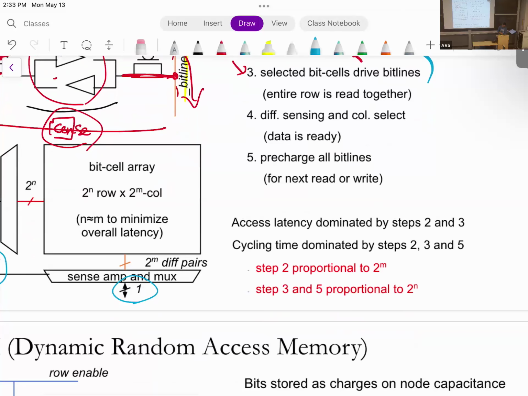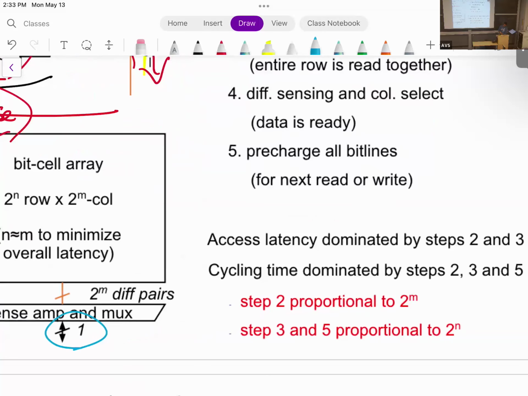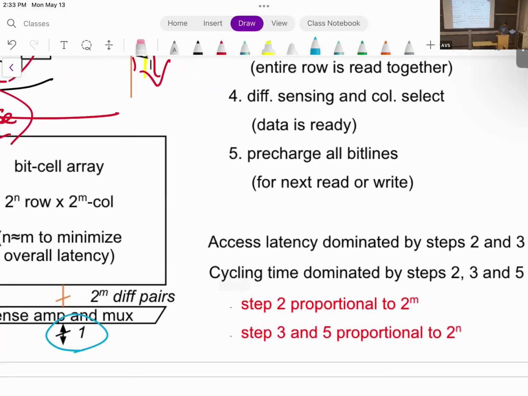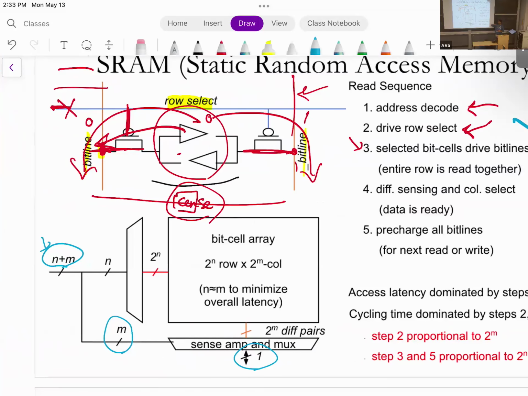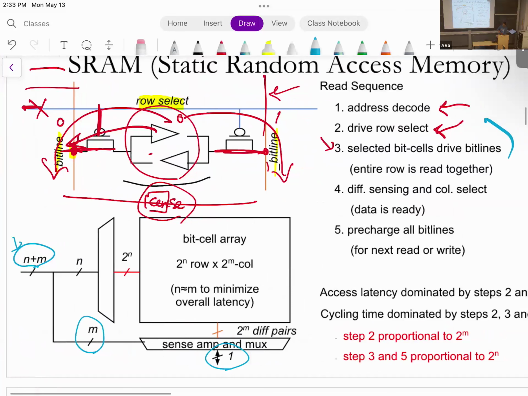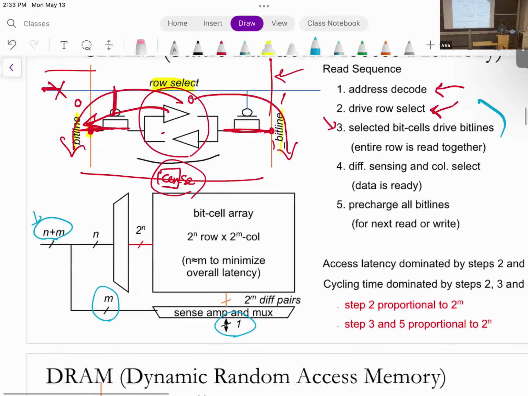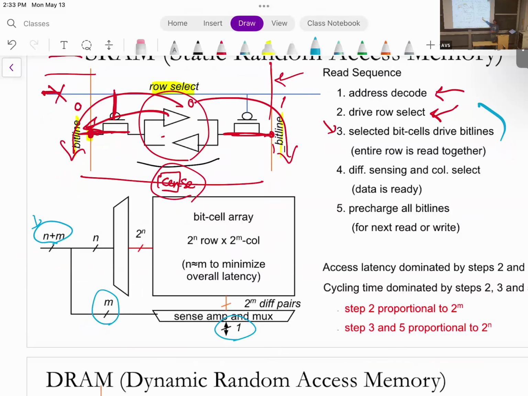Okay, and then as you can see, the interesting thing is that step 2 is proportional to 2^m, right? The number of bits that we have in a column decides how fast you can select a particular row. And another important thing is that how fast you can charge the bit lines depends on the number of rows that you have in your system. So this is the story of SRAM, and this is what caches usually use, okay?